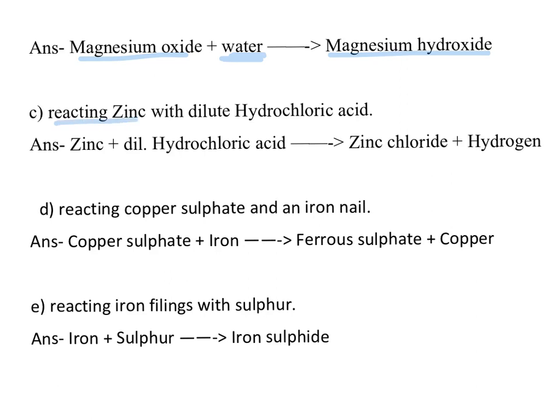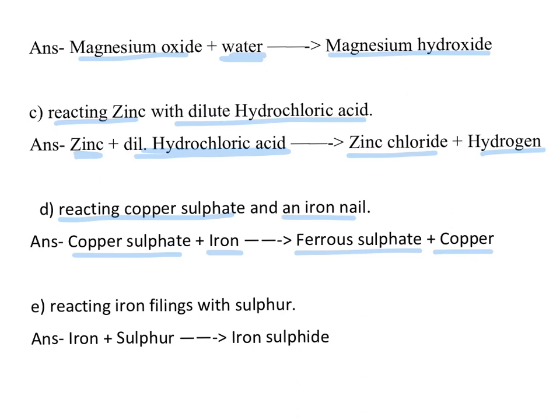C. Reacting zinc with dilute hydrochloric acid. On reaction with dilute hydrochloric acid, zinc produces zinc chloride plus hydrogen gas. D. Reacting copper sulfate and an iron nail. In this reaction, when copper sulfate combines with iron nails, it produces ferrous sulfate along with copper. E. Reacting iron filings with sulfur. In this reaction, when iron combines with sulfur, it will form iron sulfide.